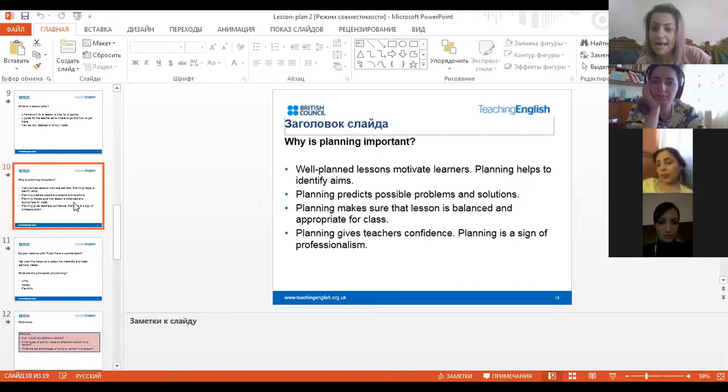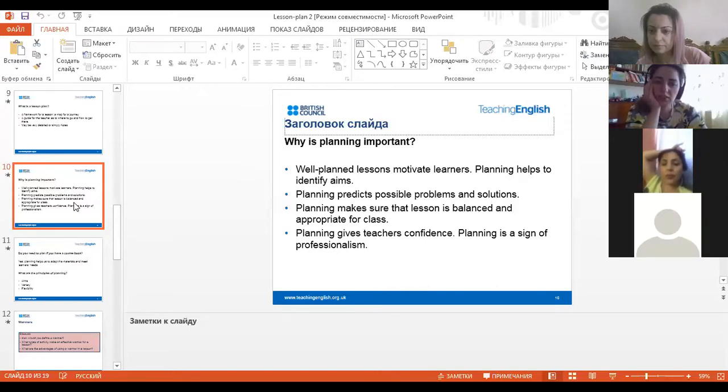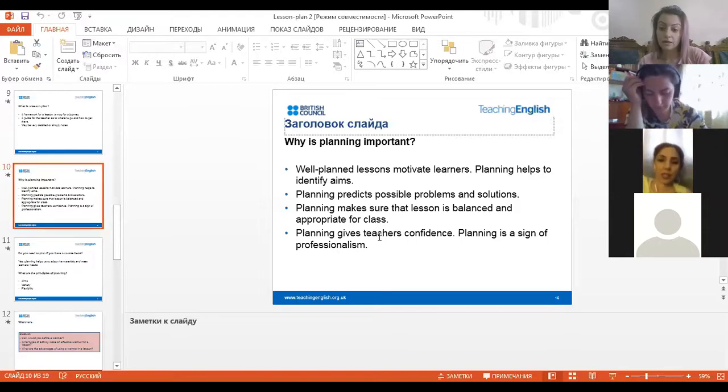Why is planning important? Why is planning of importance according to the author? It's our plan which guides us to ensure the learning goals which we have set for our pupils are met in the time that is allowed. It gives the teacher confidence.